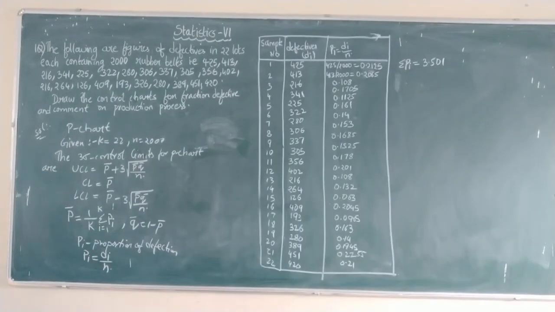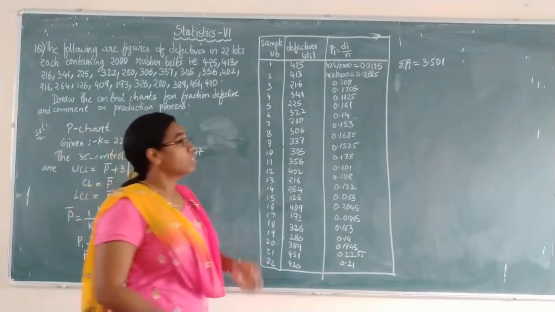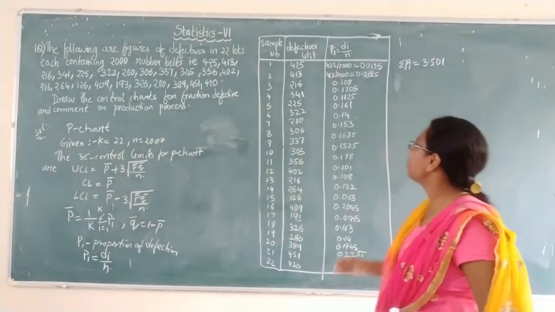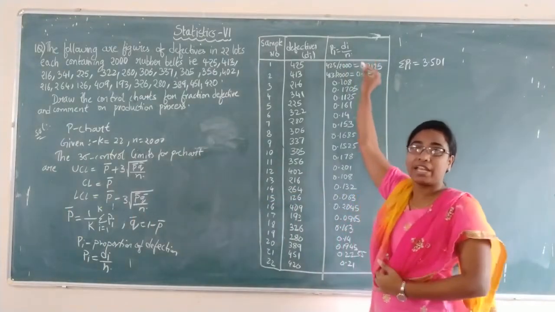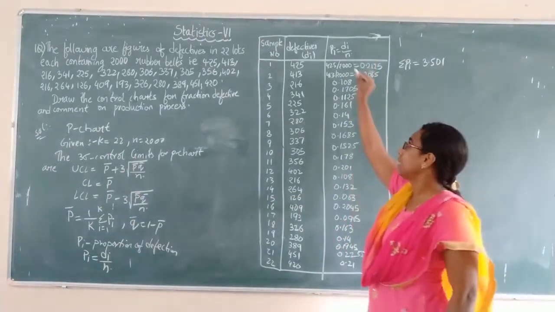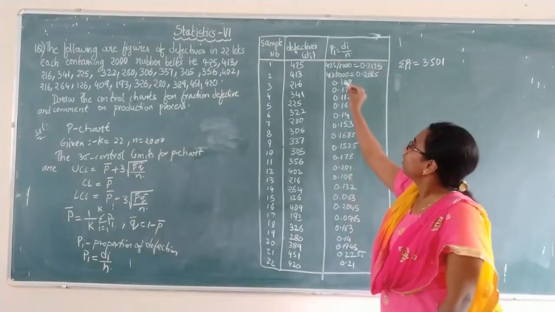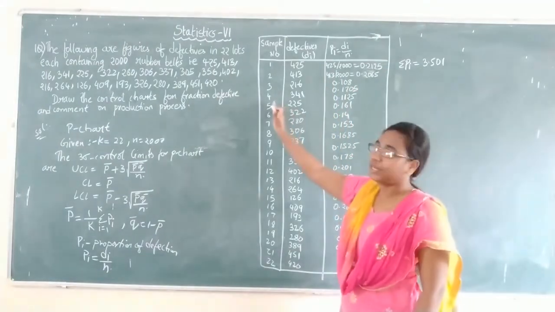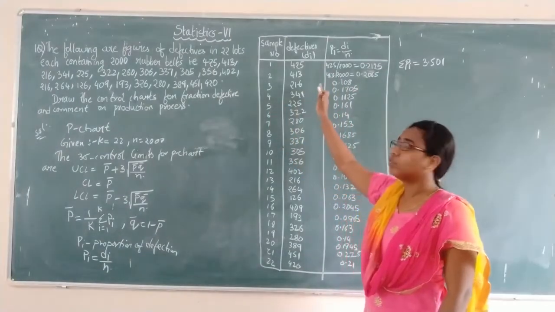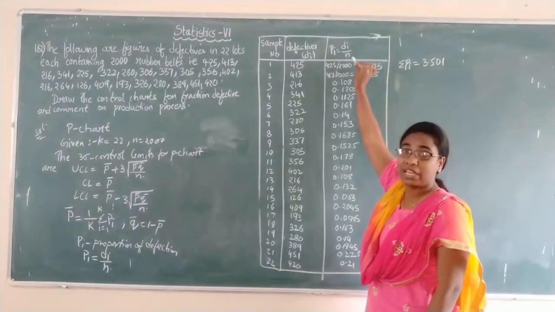Now to find the P bar value, first we need the Pi values. How to obtain those Pi values? Pi is nothing but the defectives divided by the number of units in the sample. That is Pi equals DI by N. So what are the DIs? DIs are already given in the question. Corresponding to your sample number, write down all the DI values given in the question. Then find out the Pi values.